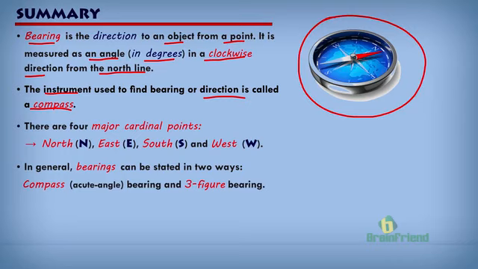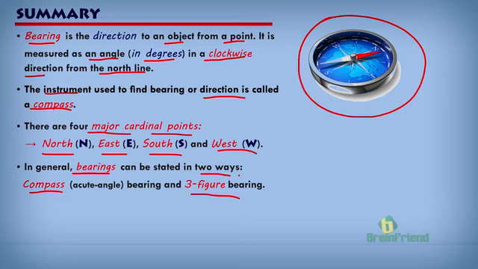This is another image of another compass. We said there are 4 major cardinal points, that is markings that are marked on our compass. Those points are north, east, south, and the west. We said in general, bearings can be stated in 2 ways. Either the compass bearing method or the 3-figure bearing method. Also, we learned how to calculate and find distances between different points, making use of our knowledge in bearing.